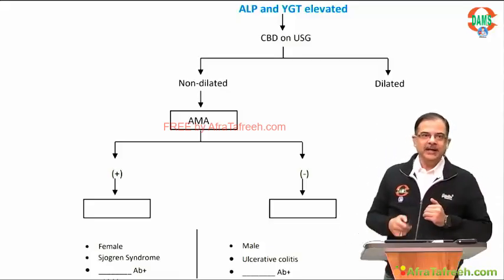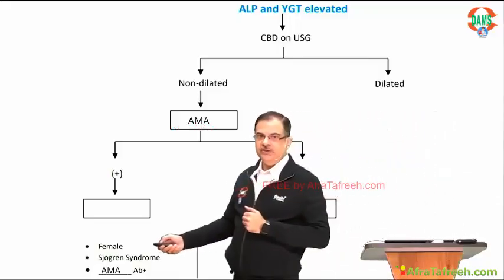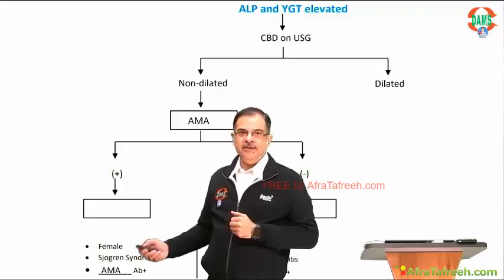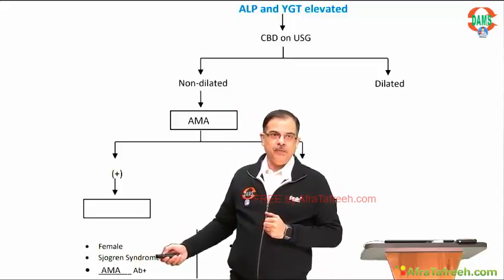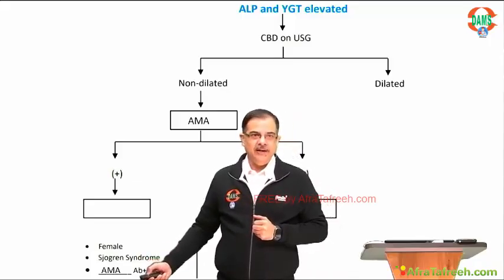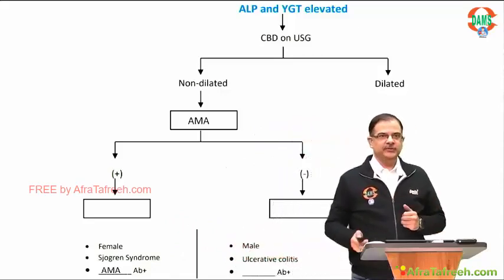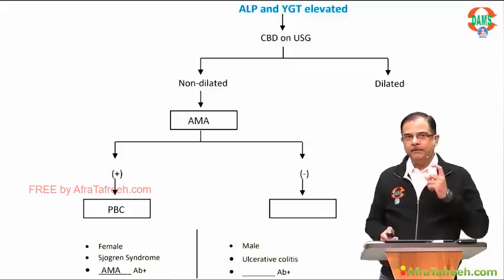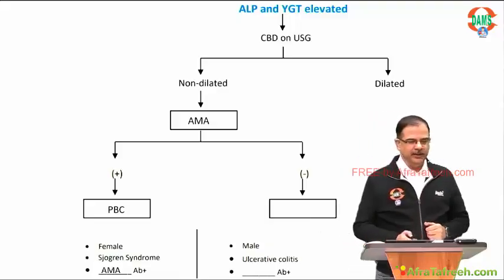So AMA is positive. So look here, this disease is more common in females, and there is associated Sjogren syndrome, a very commonly associated extrahepatic manifestation, and AMA antibodies are positive. Obviously, this will become a case of primary biliary cholangitis. PBC is primary biliary cholangitis.